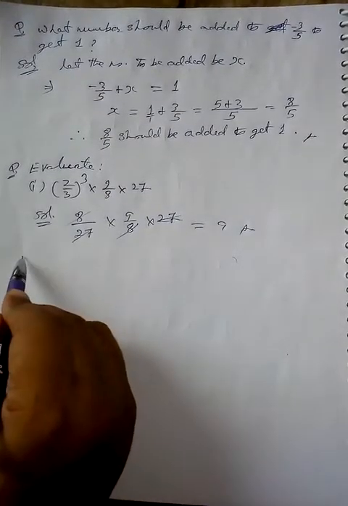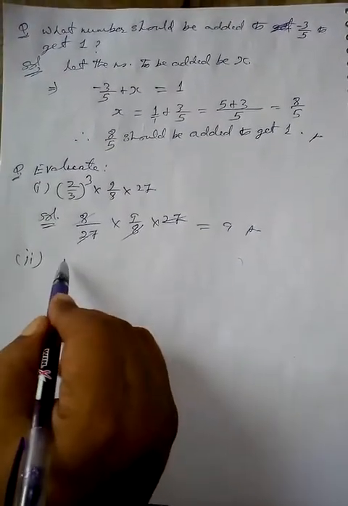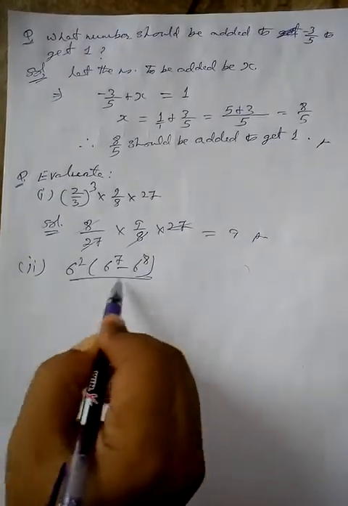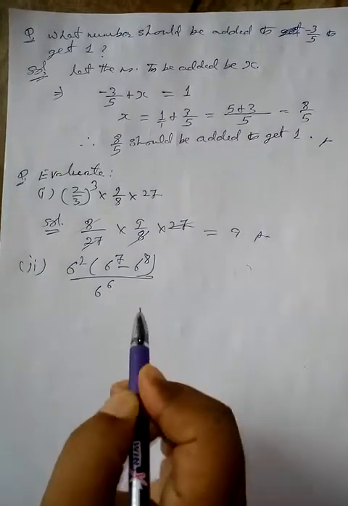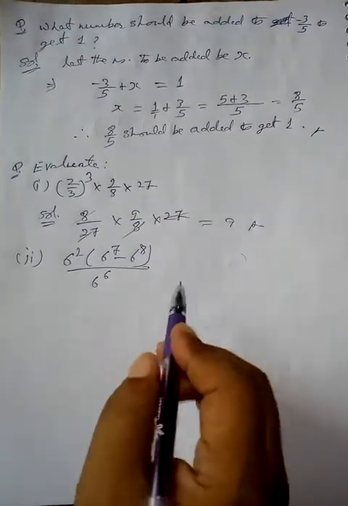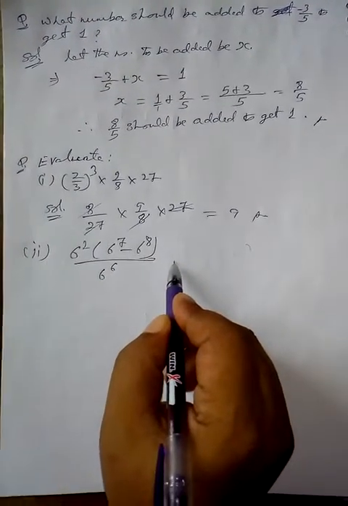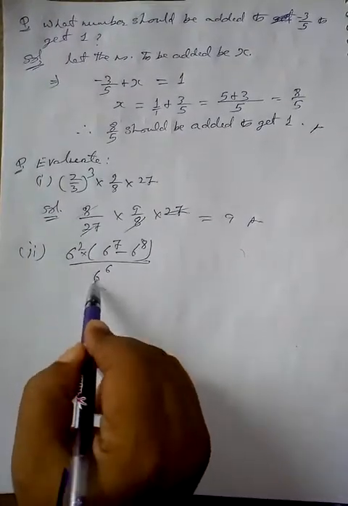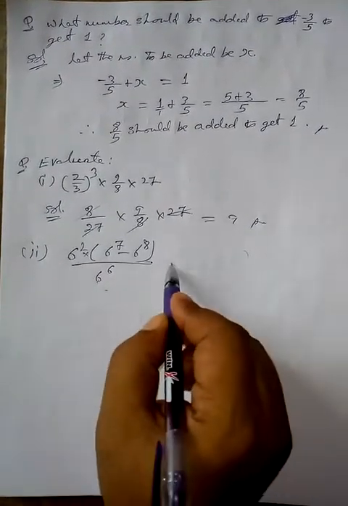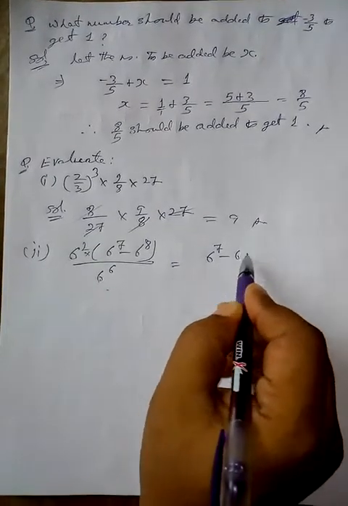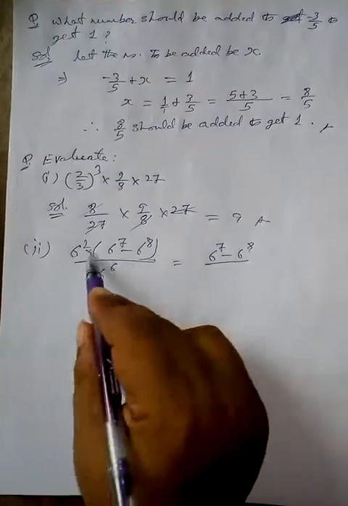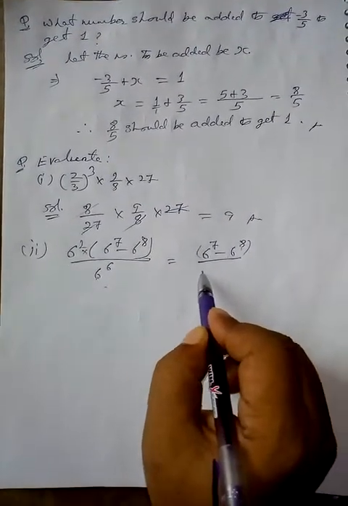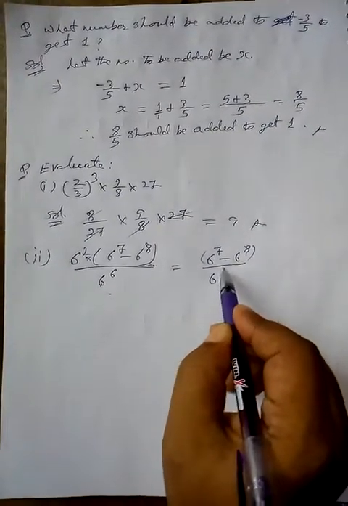This is the simplest answer. Next question is to evaluate 6 square and 6 raised to 7 minus 6 raised to 8 upon 6 raised to 6. What we can do is, first we see that this is multiplying, having same base. So it will be done in this way. Keep this bracket at the numerator portion only, above this as a numerator, and take this one in this way.